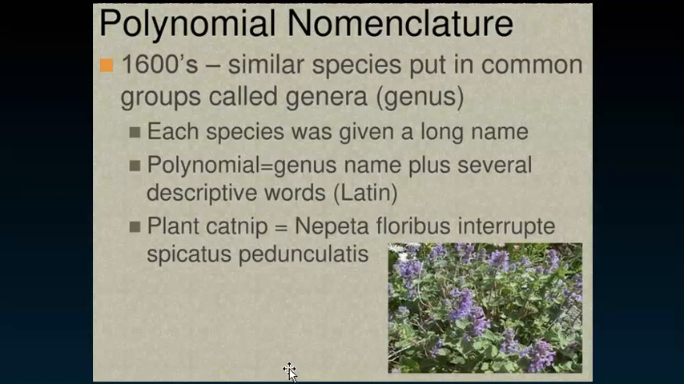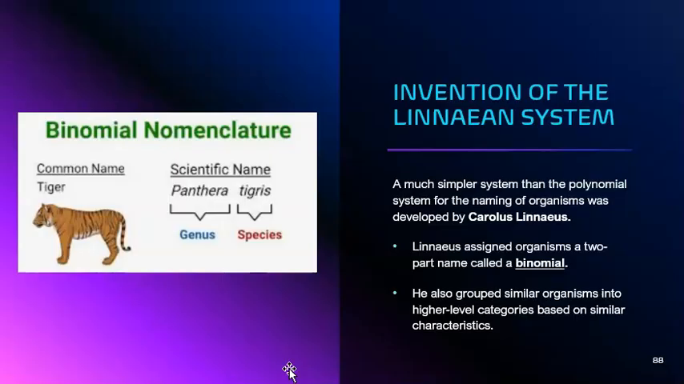So the good news is they said, we've got to have a better system. We can't do this polynomial nomenclature. The names are getting out of hand. So enter Carolus Linnaeus, who came up with binomial nomenclature. And this is the standard that we are still using today for naming species. So he also grouped similar organisms into higher level categories based on similar characteristics. But he made it simpler.